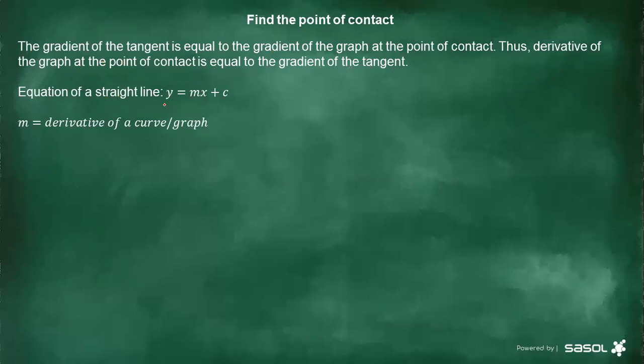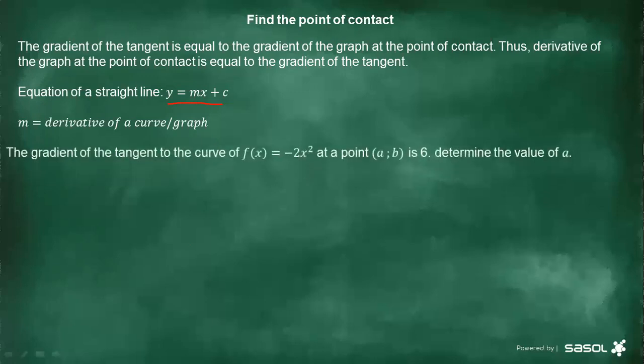Now, this is the equation that we are using when we calculate the equation of a straight line or the equation of a tangent. So it says gradient is equal to the derivative of a curve or a graph. We should always remember that the gradient of a tangent or gradient of a straight line is equal to the derivative of that curve or graph. Always the case. Now let's see how we are going to work on that one.